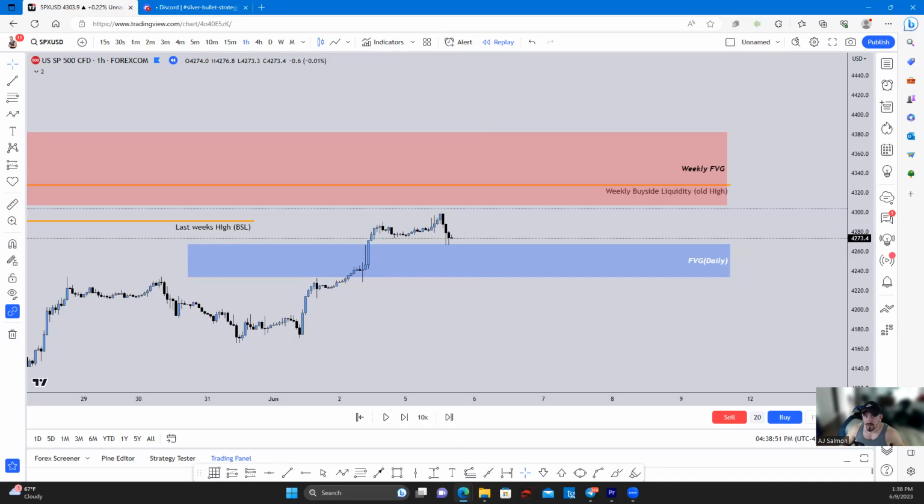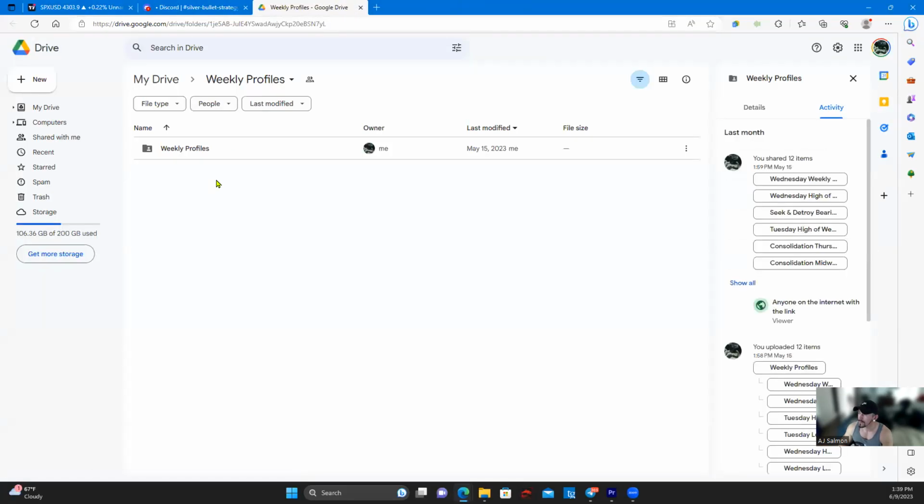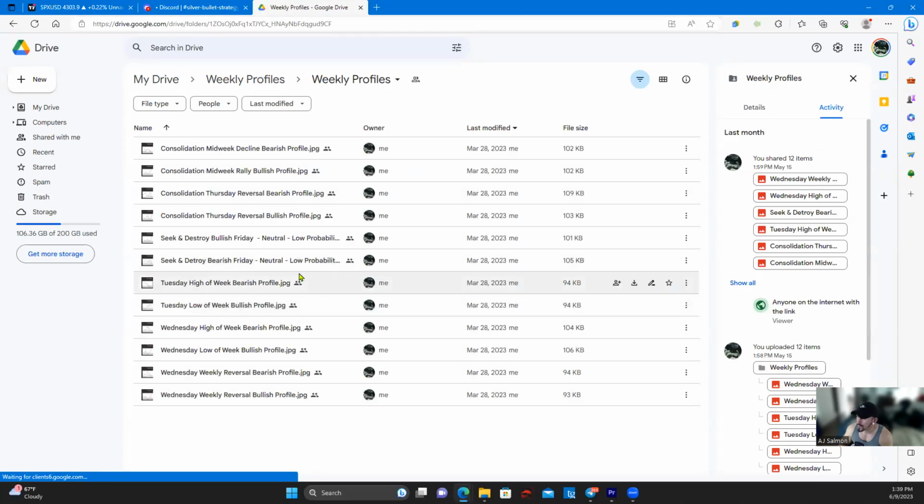This is where you're going to want to have your weekly profiles. Okay. So in our private mentorship group, I have a folder. I'll pull it up here. I have a folder in our extras that we can just go to. Okay. And I'll pull it over here. Weekly profiles. So if we are bullish, we want to look for a bullish profile. So let's see.